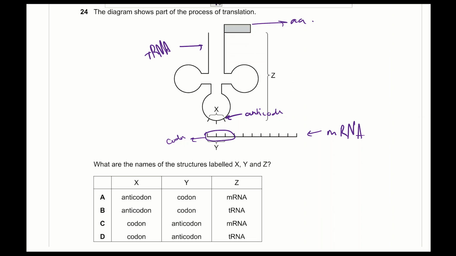Now, what are the names of the structures labeled X, Y, and Z? Now, for X, we just mentioned that this is an anticodon, which is complementary to the codon. So this is correct. This is an anticodon, which is found in the tRNA. Now, for Y, it is the codon, and for Z, we've just mentioned that it is the tRNA. This whole structure is called the tRNA, therefore B is going to be the correct answer.